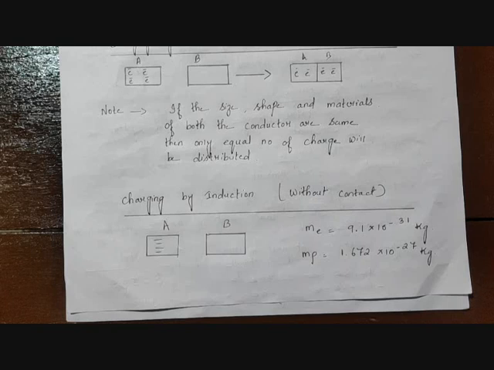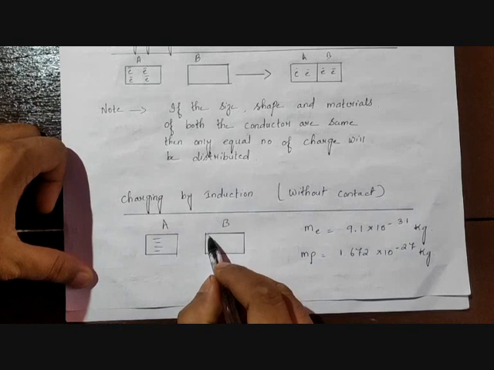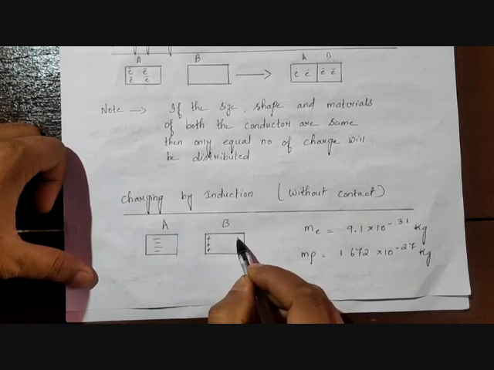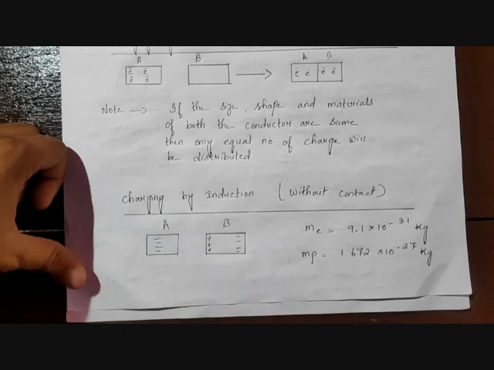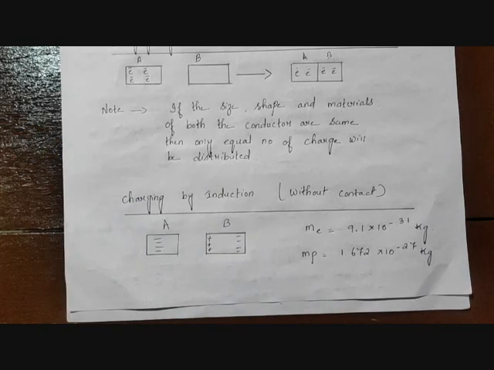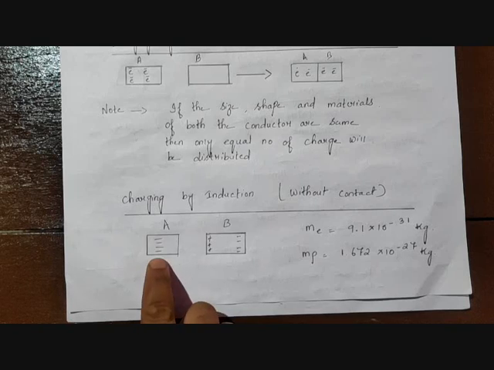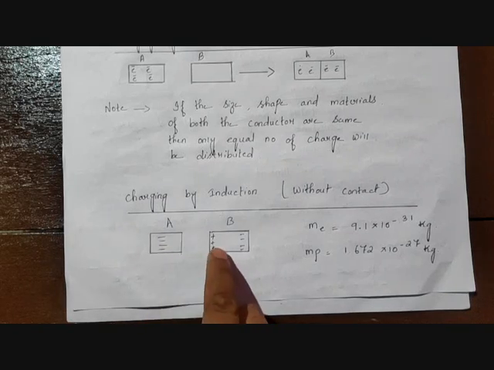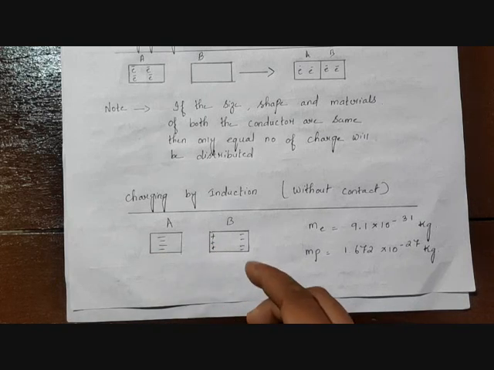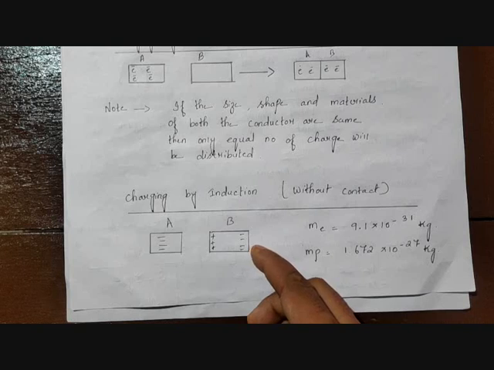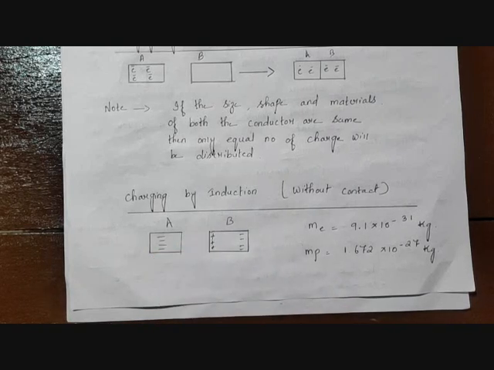Now if we bring these two bodies close to each other, what will happen? See, here positive charge will come, here negative charge will come. Why did it happen like that? Actually, always remember one thing. Suppose this is negative, right? The opposite charge will develop at the near end and the same charge will develop at the opposite end. So this is negative, this is positive. What will they do? They will attract each other. Are you getting what I'm saying?